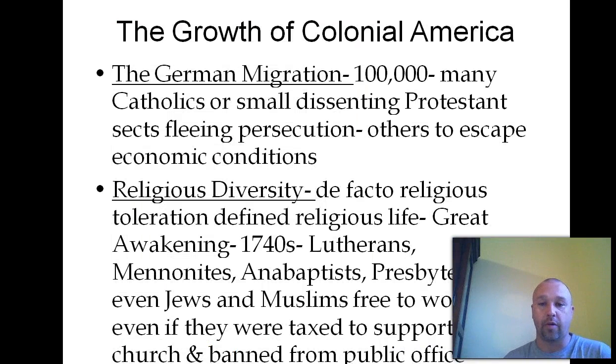Many Germans came over, 100,000. Many of them were Catholics. Some of them were from small dissenting Protestant sects who were fleeing persecution. Others were trying to escape the poor economic conditions in Europe.